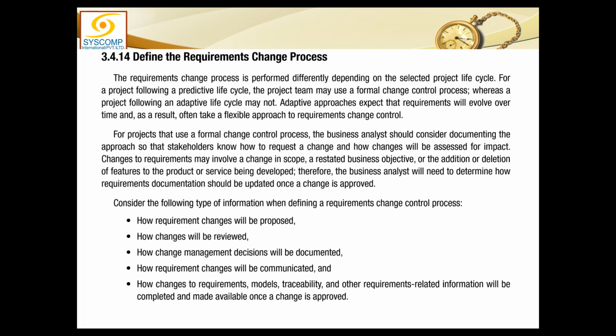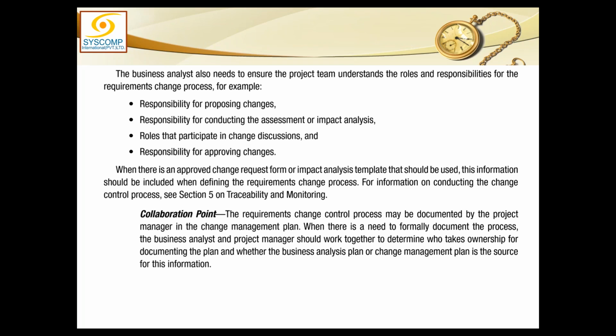Consider the following type of information when defining a requirement change control process: how requirement changes will be proposed, how changes will be reviewed, how change management decisions will be documented, how requirements change will be communicated, and how changes to requirements, models, traceability, and other requirement related information will be completed and made available once the change is approved. So I think this is pretty simple. Change process we are already very well aware of. It is only explaining it further from the business analysis point of view.